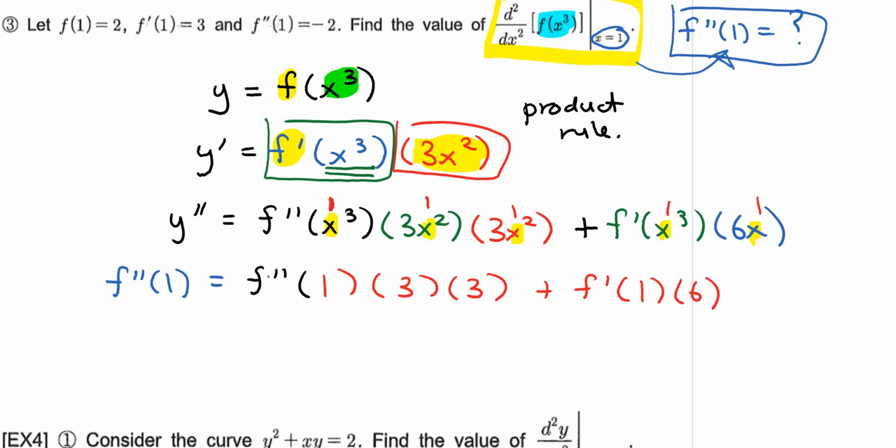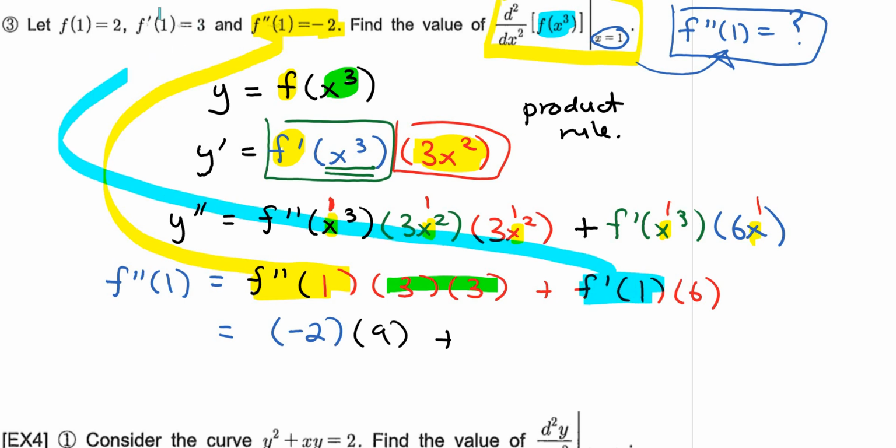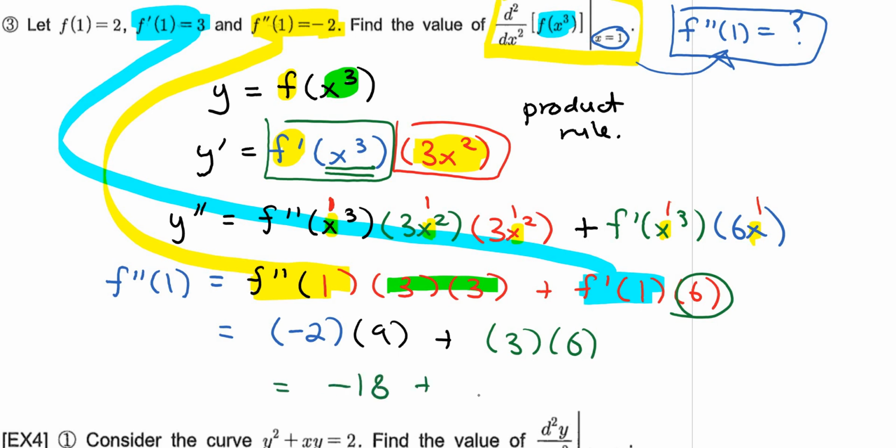Okay, let's go ahead and finish off the problem here by substituting the values. So f double prime of 1, if I go back to the original problem, is going to be negative 2. So this has a value of negative 2. And then if I just do 3 times 3, that's going to be 9. Plus, f prime of 1, if I go back to the original question, has a value of 3. So this will be 3 times 6. So this will be negative 18 plus positive 18. That gives me a final answer of 0.